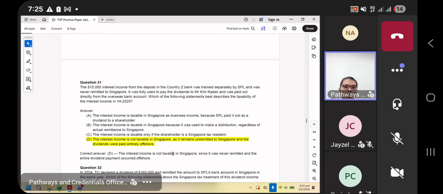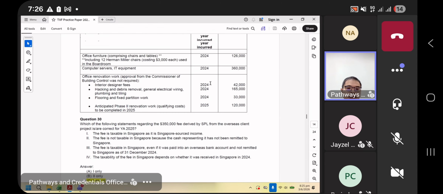Okay, then the next part will be the 15,000 interest income from the deposit in the country Z bank, which was tracked separately by SPL and was never remitted to Singapore. It was fully used to pay the dividends to Mr. Kurt and was paid out directly from the overseas bank account. So we know that everything about this 15,000 interest income was based offshore. It was never received in Singapore. Even when it was used to pay the dividends, it was from the overseas bank account and paid to Mr. Kurt.